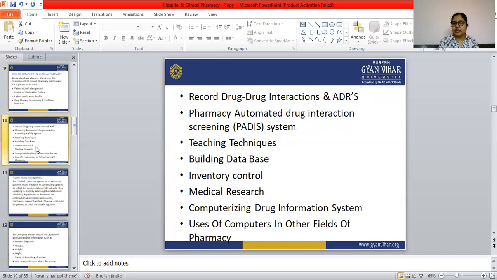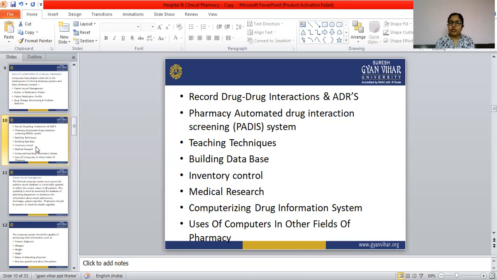Record drug interaction and the ADRs. If there is any drug interaction or any adverse drug reaction, the clinical pharmacists have to record that whole thing. And where they record it, they record it in the computer.